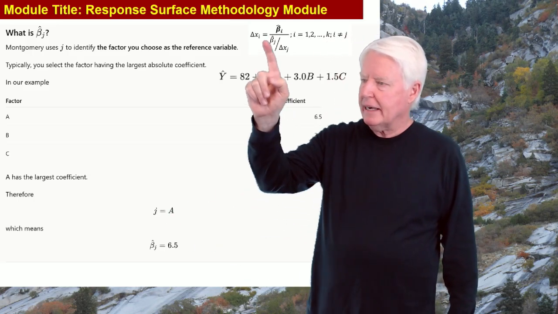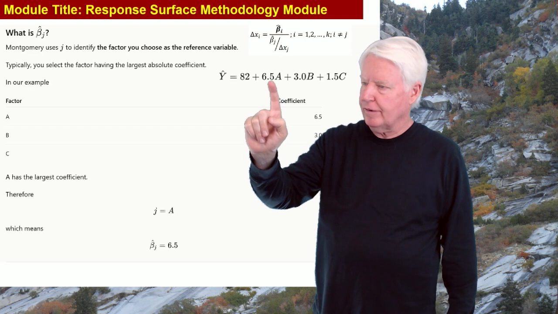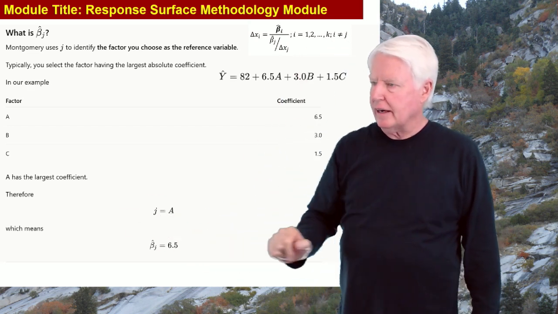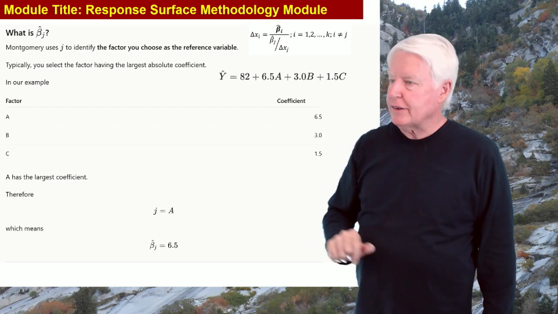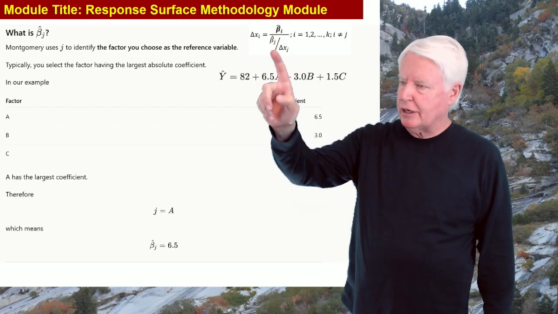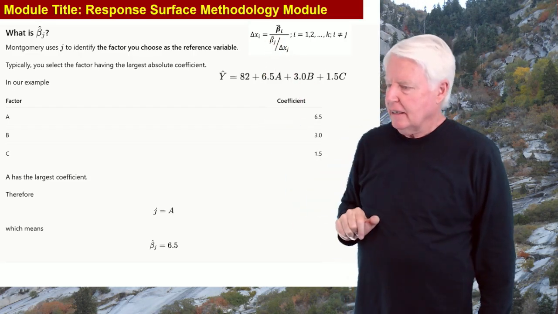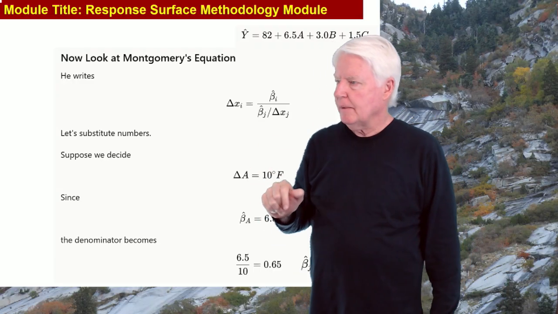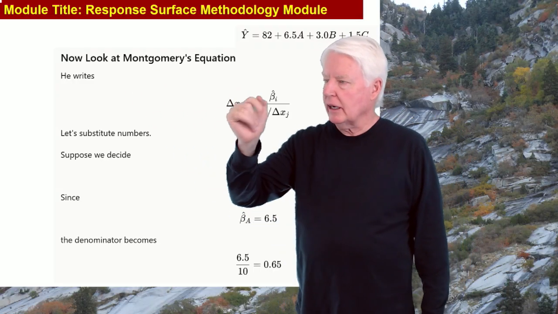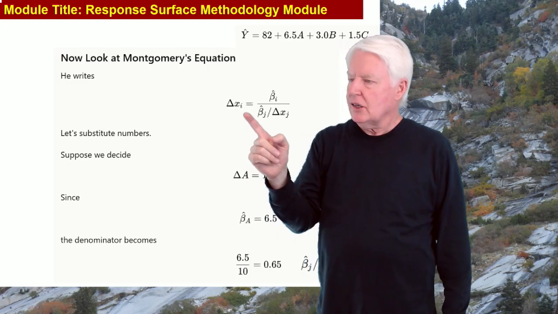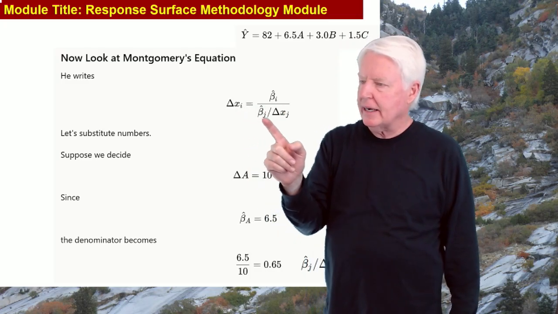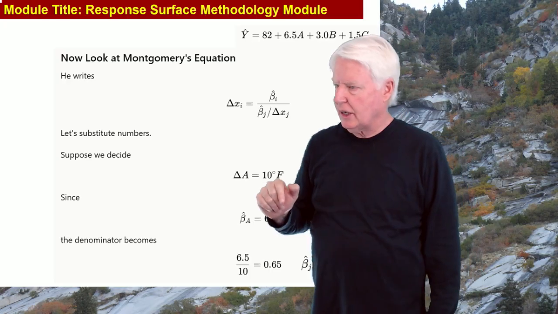Okay, this beta j is going to use this coefficient right here, 6.5. So beta j is 6.5. Okay, now that we've established that, we have one of these three variables identified. Now let's look at the x one. Change in xj. Now, look at Montgomery's equation. He writes, change in xi equals beta i divided by beta j times change in xj.